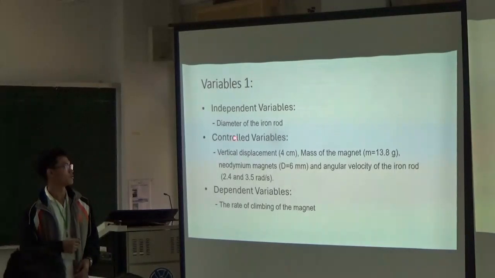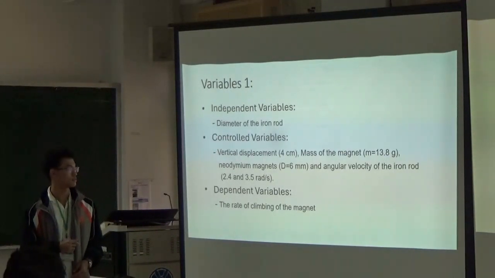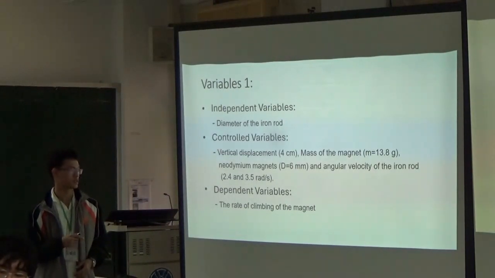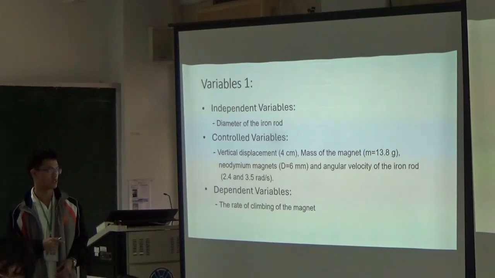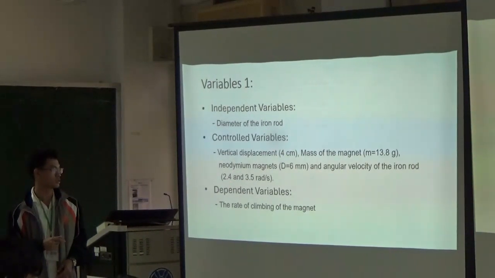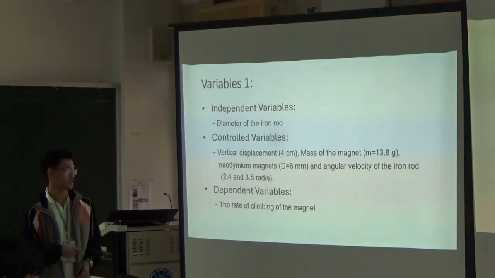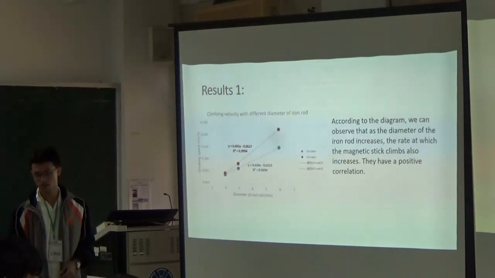And this is our first variable. And our independent variable is the diameter of the iron rod. And we control the vertical displacement at 4 centimeters and the mass of the magnet at 13.8 grams and neodymium magnets and angular velocities, and we use two velocities, 2.4 and 3.5 rad per second. And we also observe the rate of climbing of the magnet.